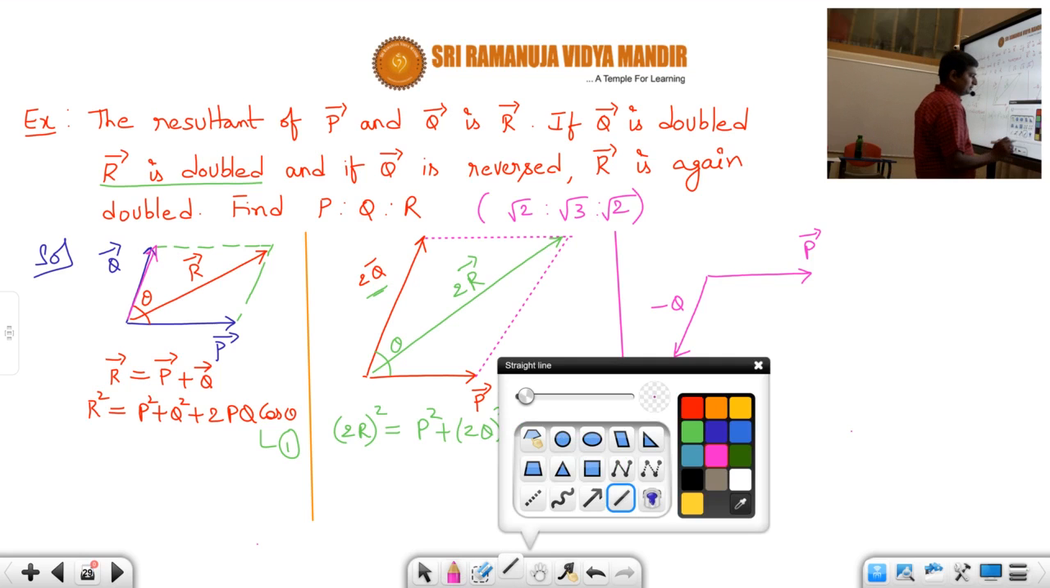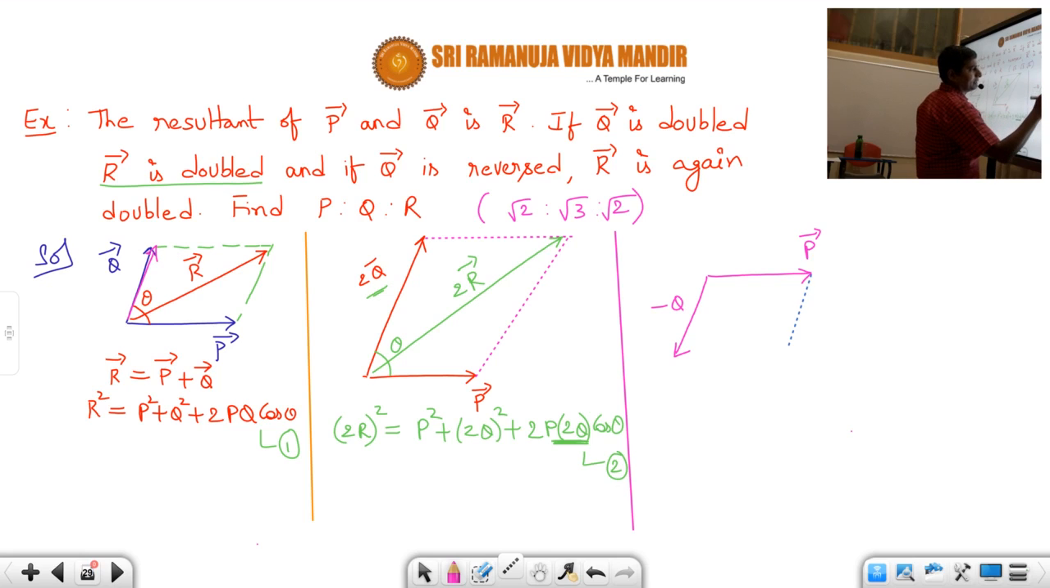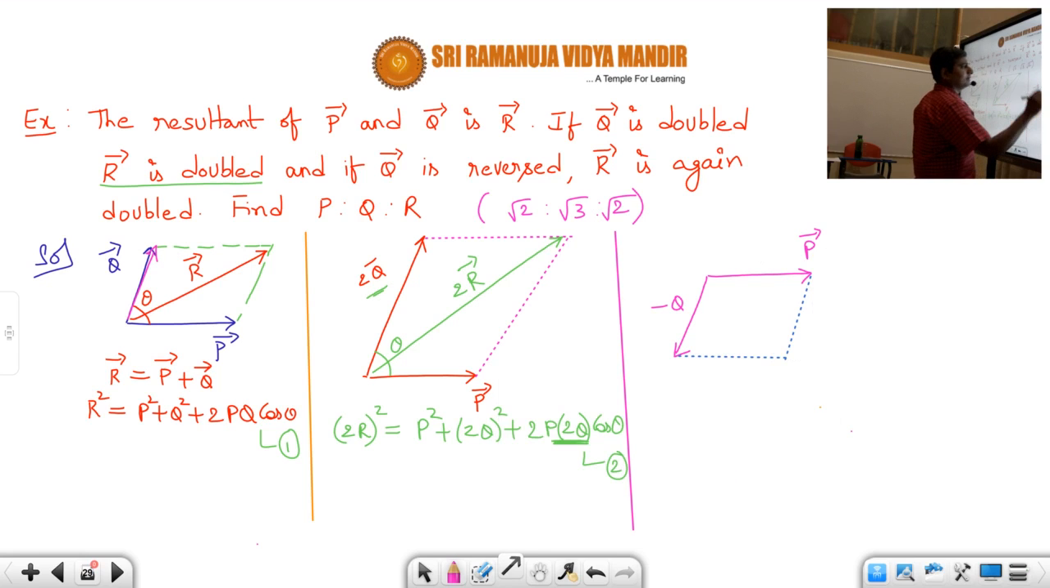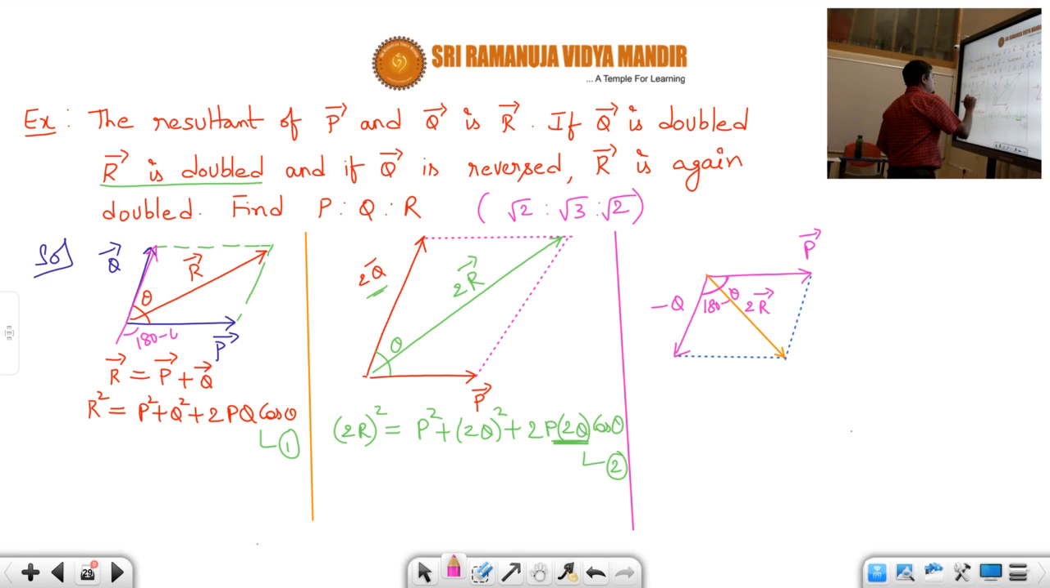So R is again doubled means we should again complete the parallelogram like this. Okay, students, now draw the diagonal. If you draw the diagonal, this is the diagonal where this is 2 times of R. Okay, this is 2 times of R. And now what is this angle, students? This angle is 180 minus theta, because this is theta means this angle will be 180 minus theta.